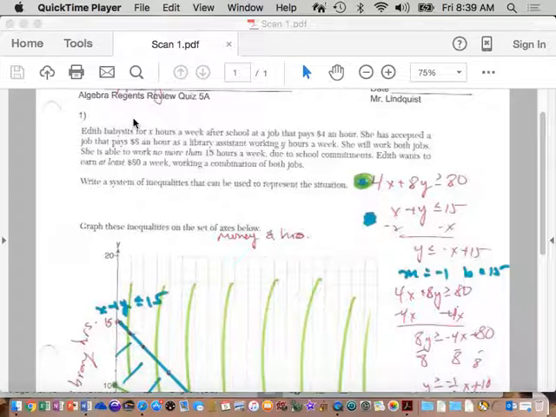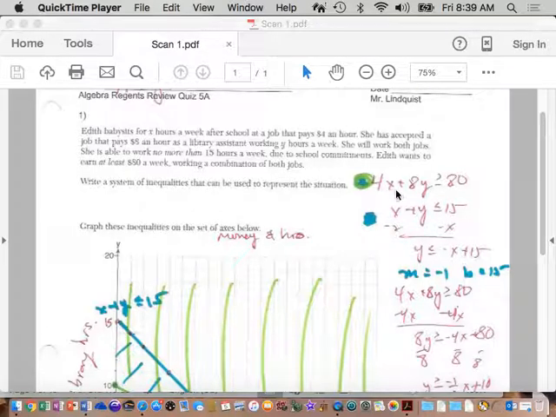So let's go through this and try to work this out together. First one: Edith babysits for X hours a week at a job that pays $4 an hour. And then she works at the library for $8 an hour, and that's Y hours each week. It goes a little further, and it says that she wants to earn at least 80 bucks. That means 80 or more.